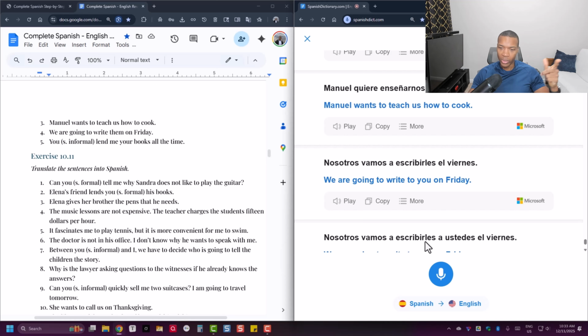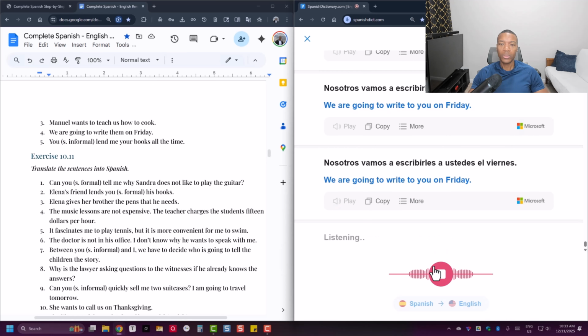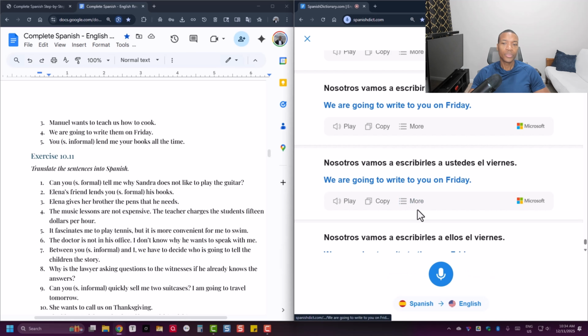We are going to write to them on Friday. Nosotros vamos a escribirles a ellos el viernes. We are going to write to them on Friday.